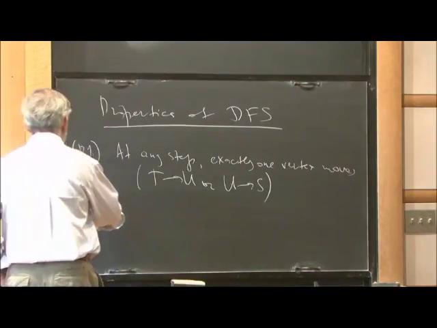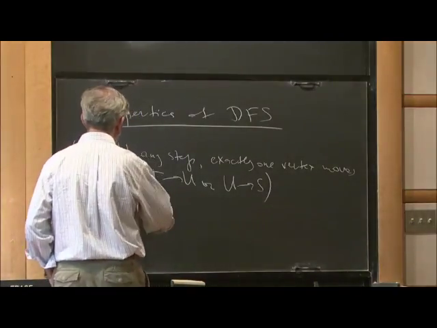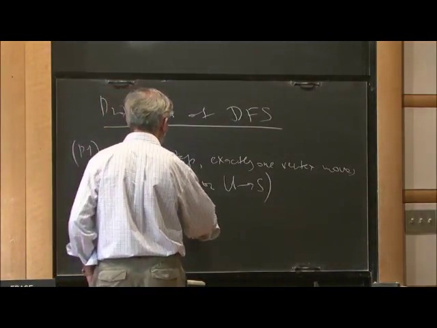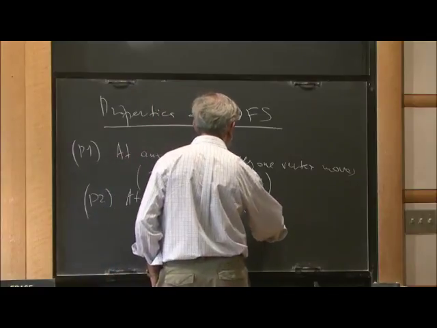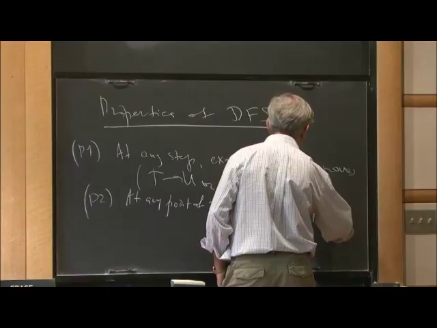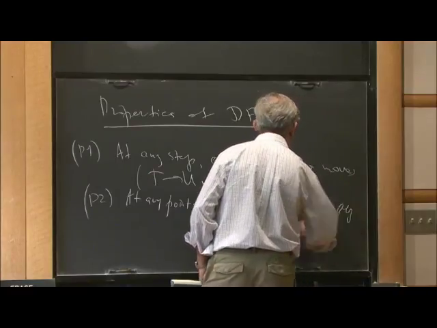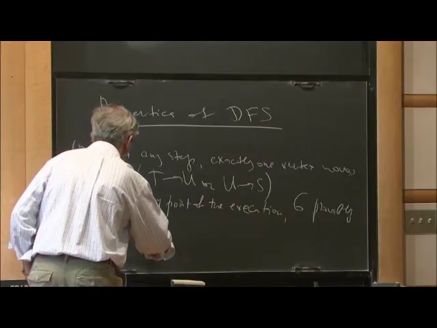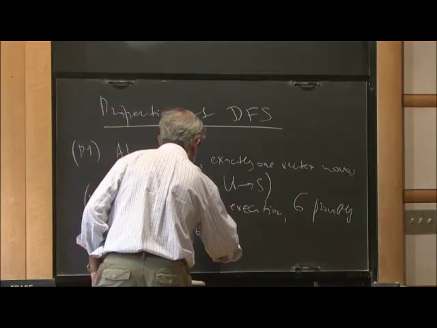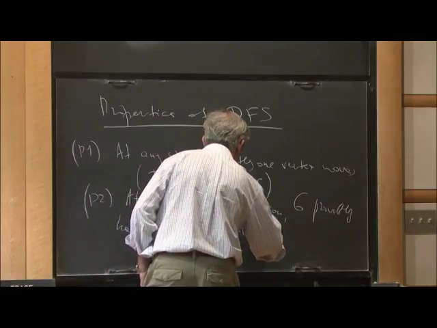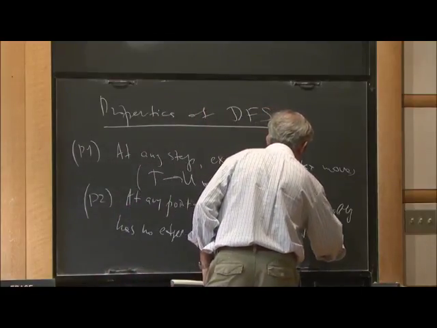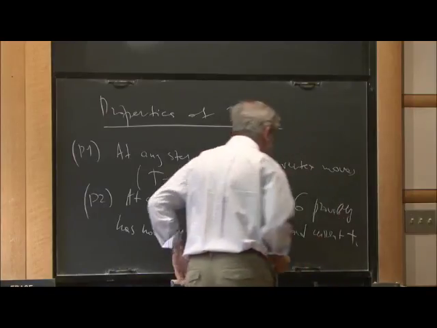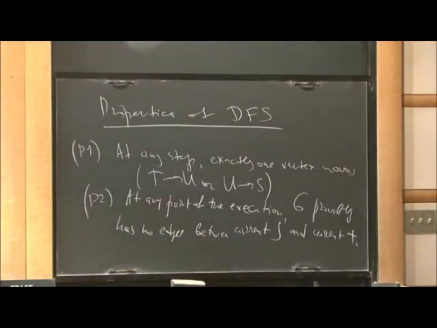So that's fairly obvious. The other property is P2. At any step, at any point of the algorithm execution, G has no edges between current S and current T. So S and T change all the time, S keeps growing and T keeps shrinking, but whatever point of the algorithm you are in, there are no edges between S and T. S can have some edges inside, of course.